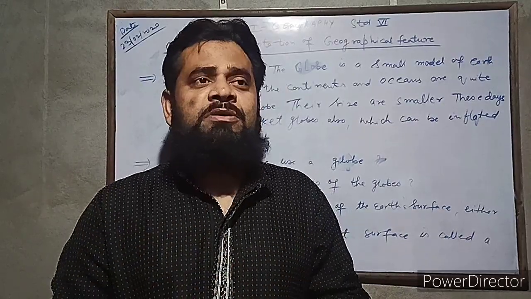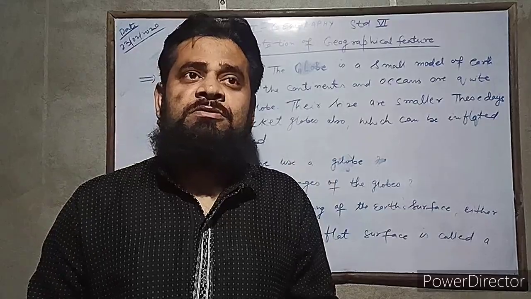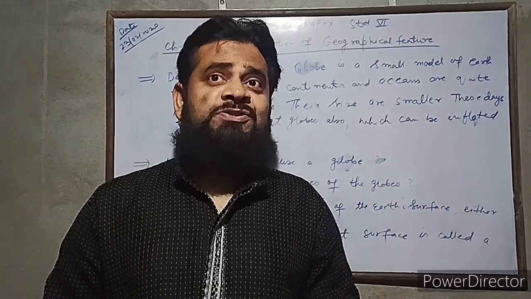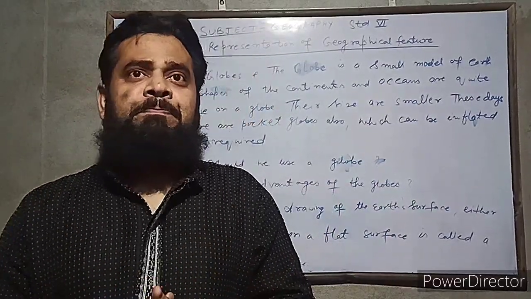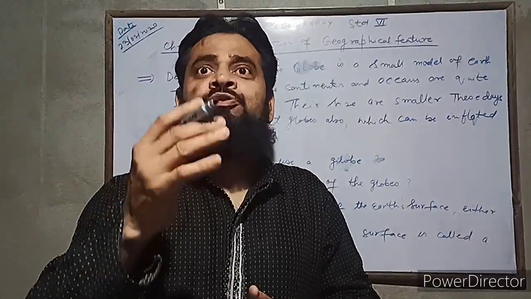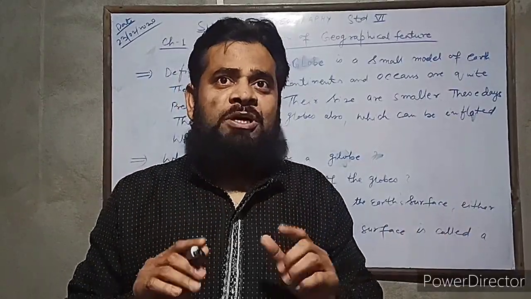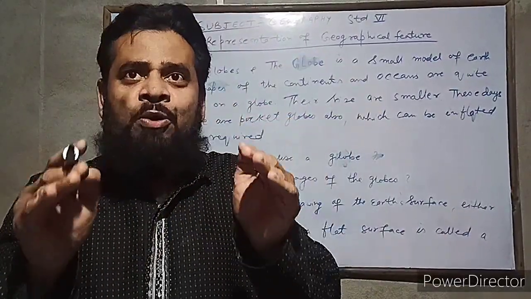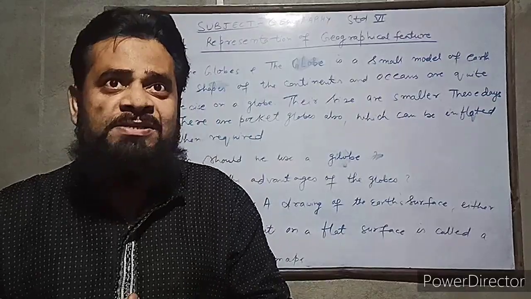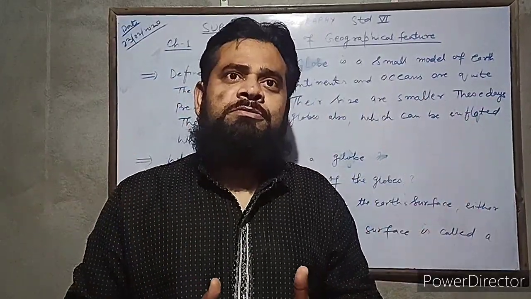The word globe comes from the Latin word globus. What is the meaning of globus? Globus means a sphere. A globe is the only accurate way to study the whole Earth. A globe is more accurate than a flat map because it mimics the true shape of the Earth.